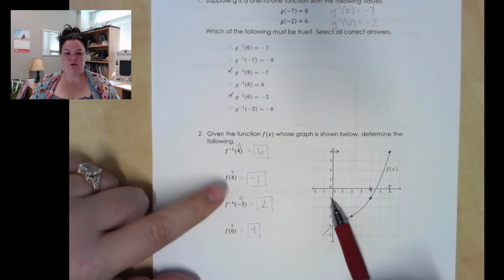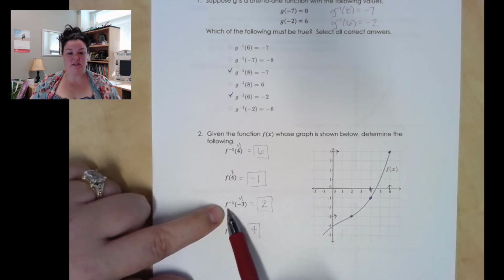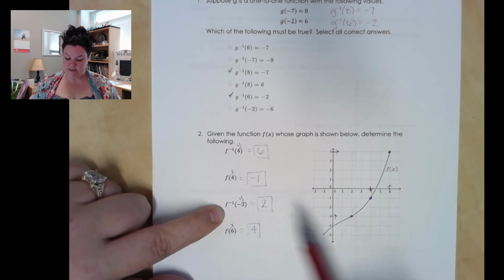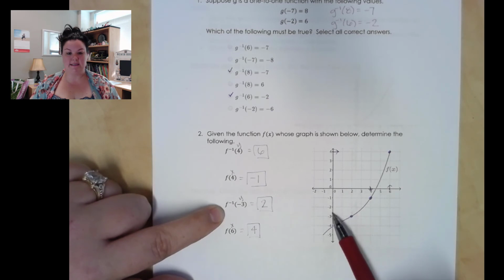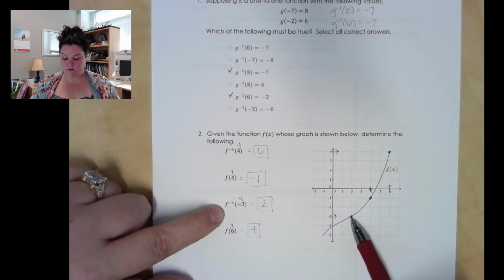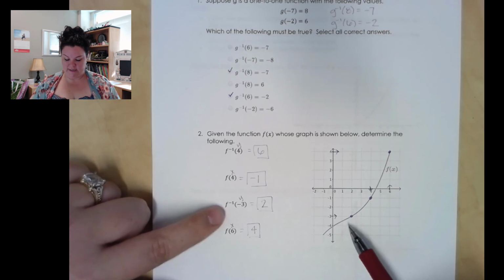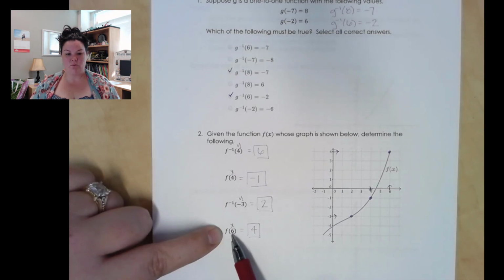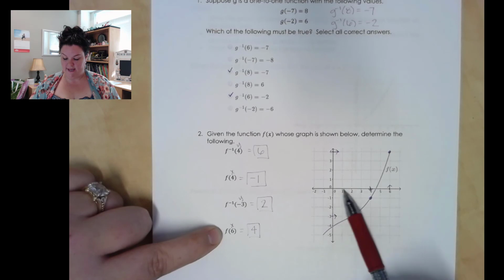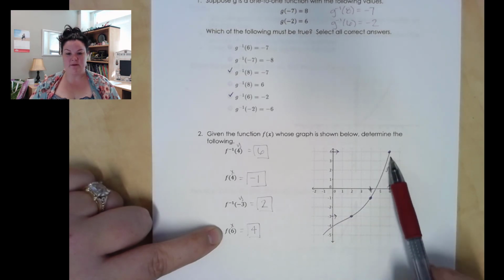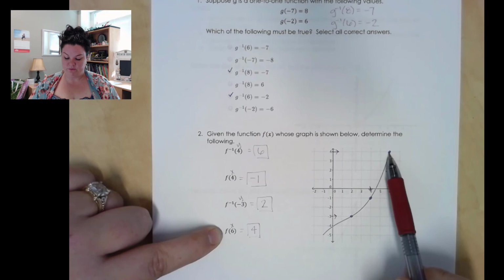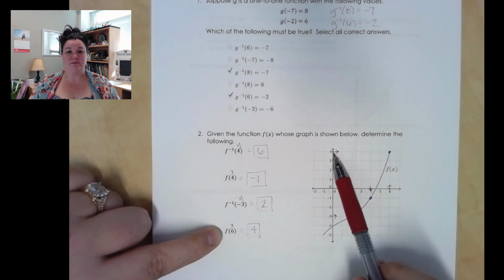Our third one is an inverse function. So if it's an inverse function, that means that we're given a y value, and here the y value is -3. So I'm going to go down the y-axis until I get to -3, trace it across till I hit my graph, and notice the corresponding x value here is 2. And then our last one is f of 6. So if I go to where x is 6, that's on my x-axis, I trace it up till I hit my function value, and then I look for the y value at that point, which is +4.